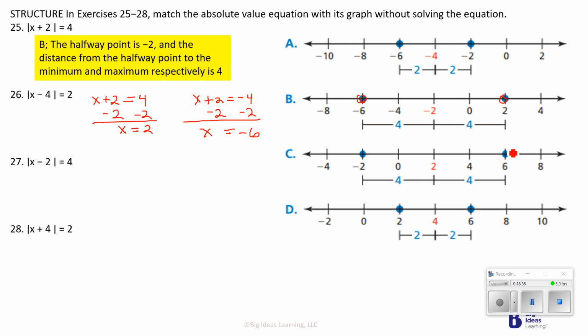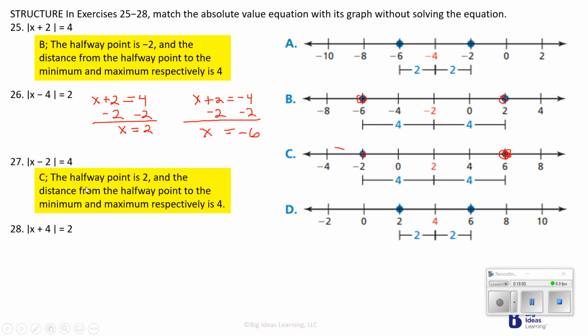So when I look at all these, I think C has to work pretty good for 27, right? And then, of course, this is -4, and I'm adding 2 to it, and that's going to be -2. I would say 27 has to be C. All right? The halfway point is 2, right? Halfway point is 2. And you see what they're saying here, right?